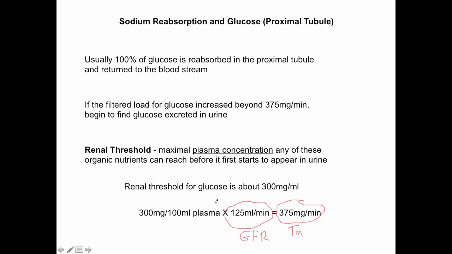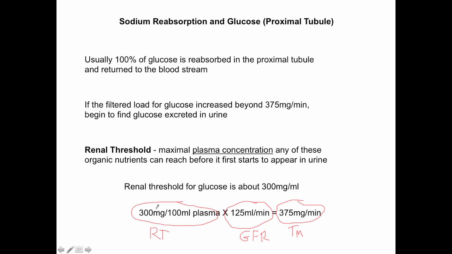And so before, what we did is we took plasma concentration times GFR to get our filtered load. So the renal threshold is actually 300 milligrams per deciliter. So this 300 milligrams per deciliter is our renal threshold. So renal threshold times GFR is tubular maximum. Okay? So any blood concentration above 300 milligrams per deciliter is going to result in glucose remaining in the urine.